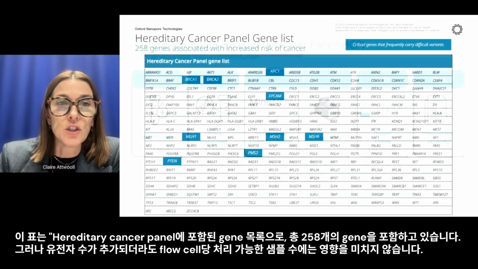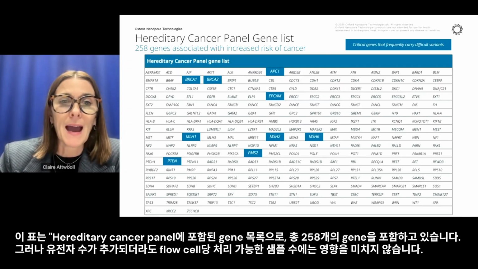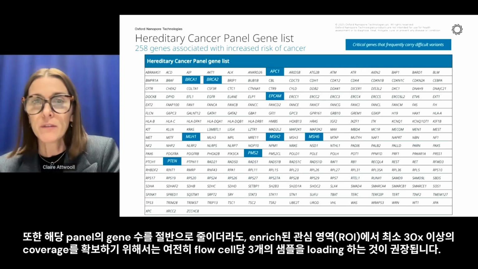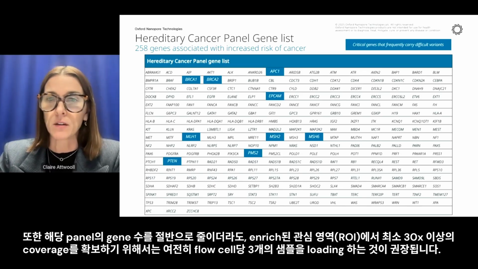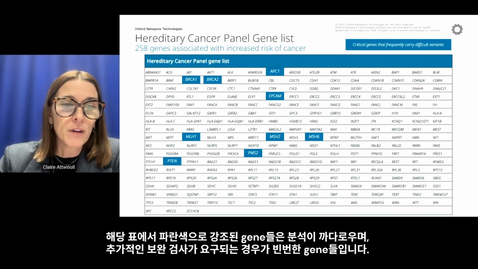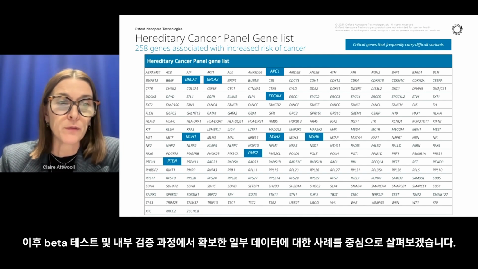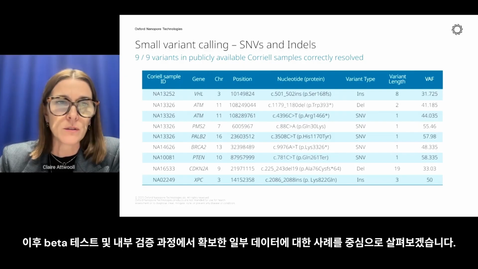So this is the gene list. It's 258 genes, but as I mentioned, adding those extra genes doesn't mean that you have fewer samples per flow cell. We could take half of these genes off, and we would still want 3 samples per flow cell to get to at least 30x coverage of our enriched regions. I have highlighted here some of the genes that are difficult and that often require additional testing, and we'll look at some data from a few of these from beta testing and from our own internal validations.